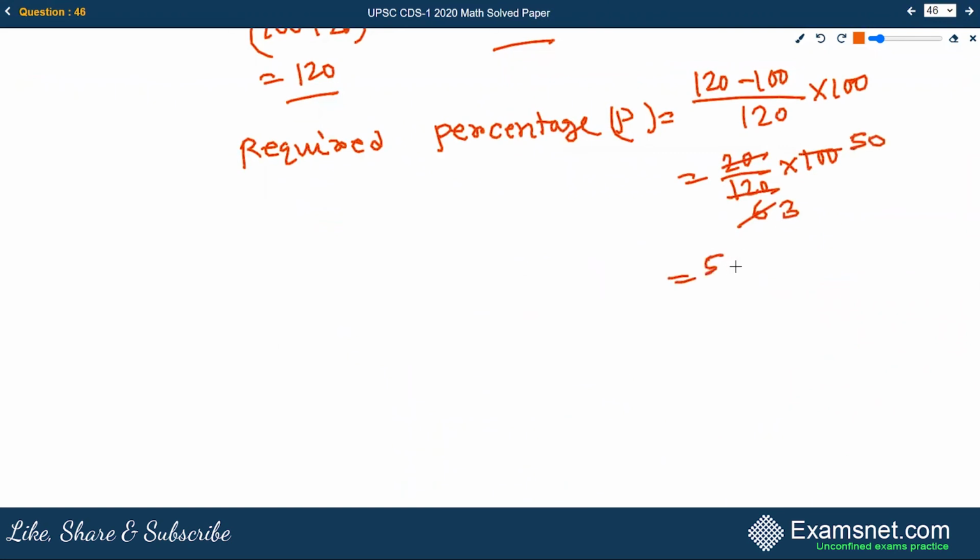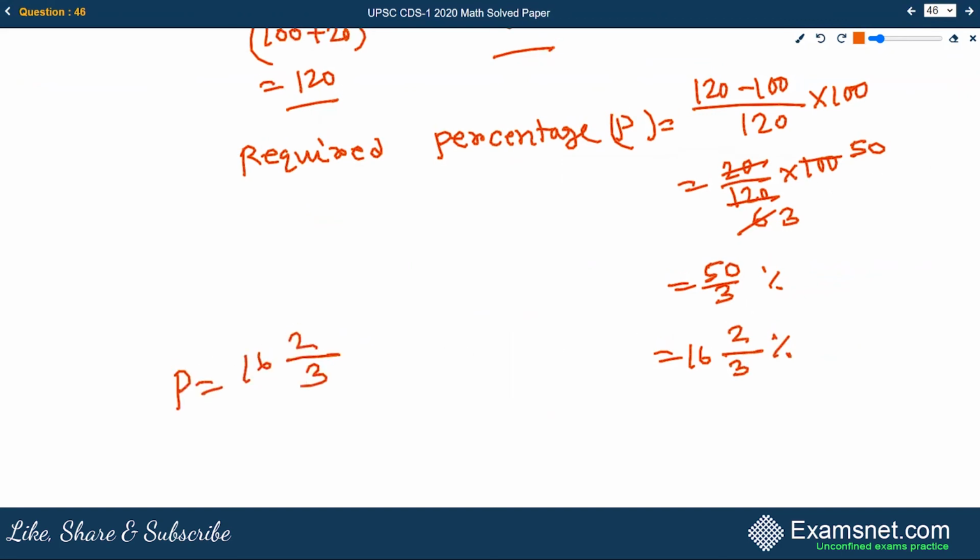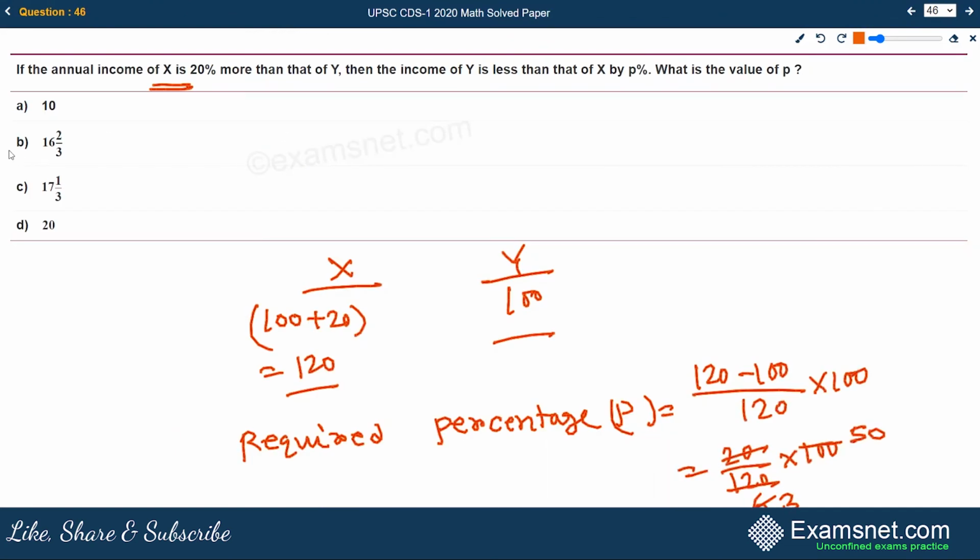So 20 by 120 multiplied by 100 will give us the value 100/6, that is 50 by 3%. Further, I can write 16 whole 2 by 3%. So the value of P is 16 whole 2 by 3. Yes, option B is the correct answer here.